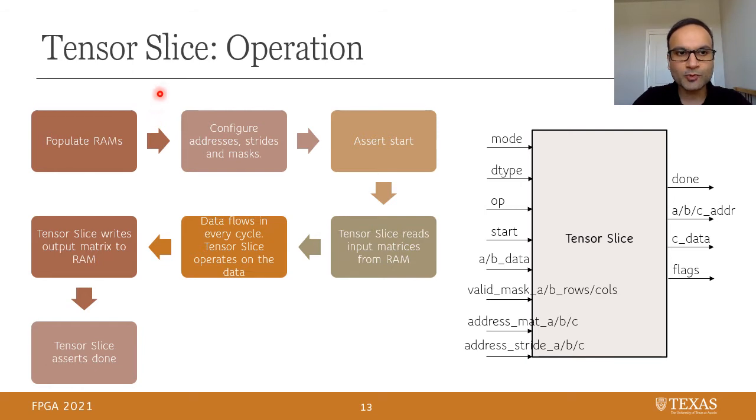Okay, finally, the operation of the tensor slice. The inputs are expected to be populated in RAMs. Then the addresses, strides, and mask inputs of the tensor slice are configured. Then a start signal is asserted, after which the tensor slice reads the input matrices from the RAM. Data flows into the tensor slice and compute happens. And then the tensor slice writes the output matrix into a RAM and then asserts a done signal. This diagram on the right shows a high-level block diagram of the inputs and outputs of the tensor slice. There are more details of the tensor slice in the paper that can be referred to later.